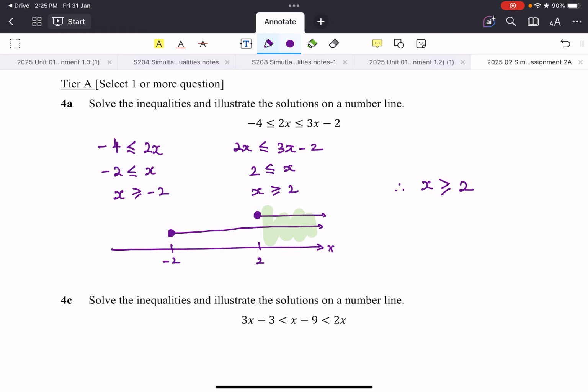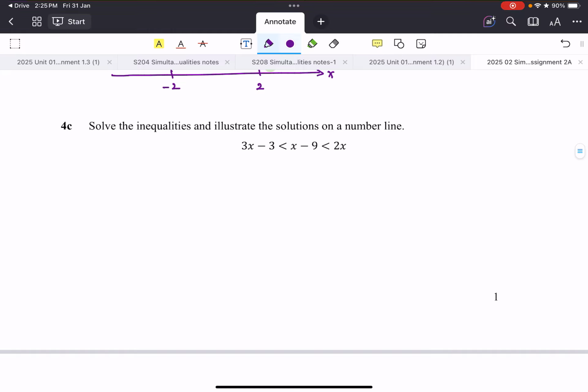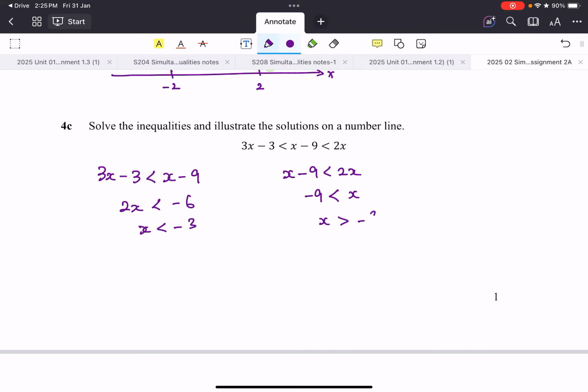Right. Moving on. Next one: solve the inequality and illustrate the solution on a number line. Same technique. Let's go. We have 3x minus 3 is less than x minus 9, so 2x is less than negative 6, and x is less than negative 3. On the other side, we have x minus 9 is less than 2x. That means negative 9 is less than x, so x is greater than negative 9.